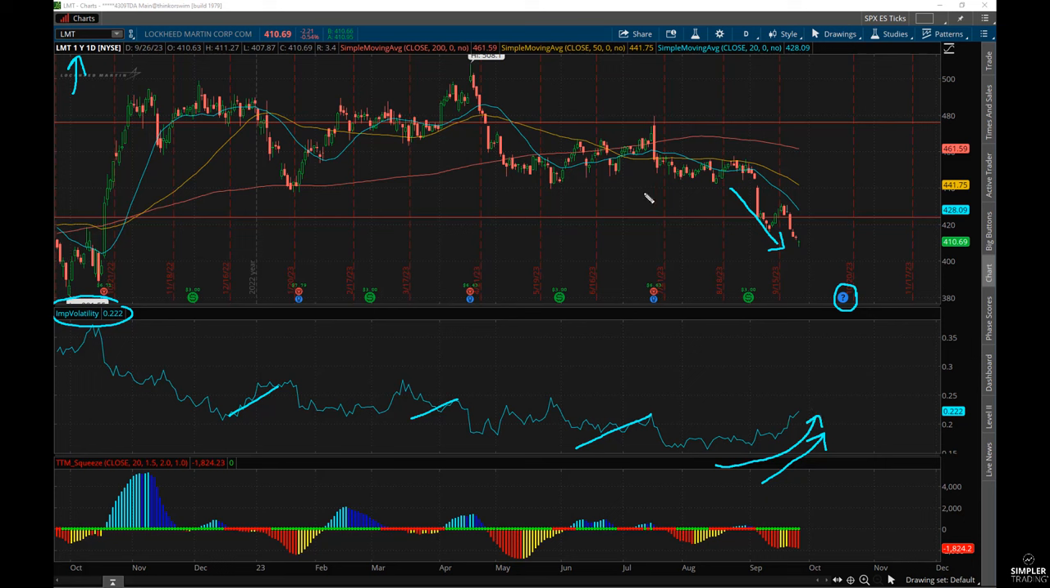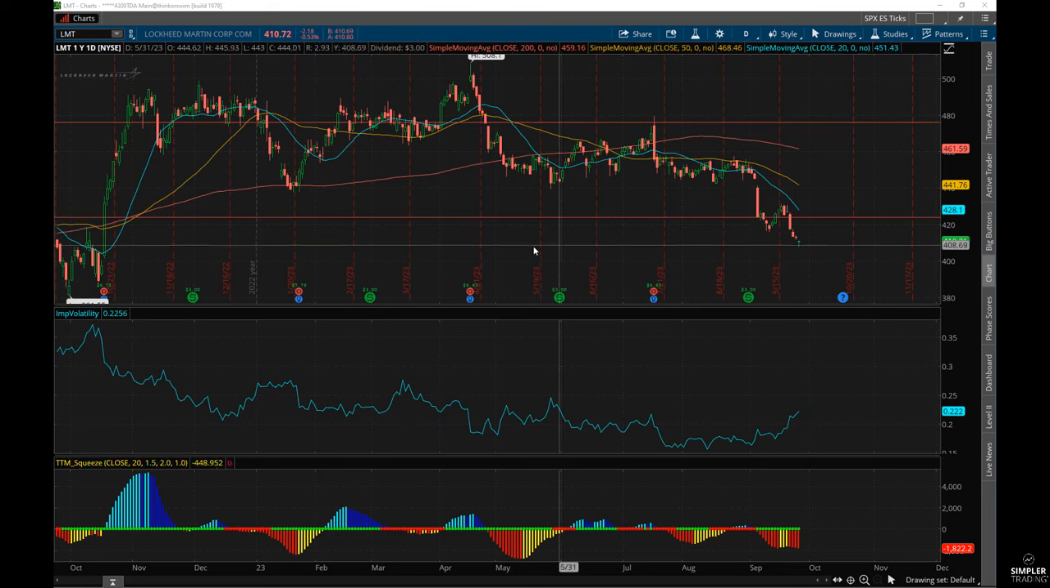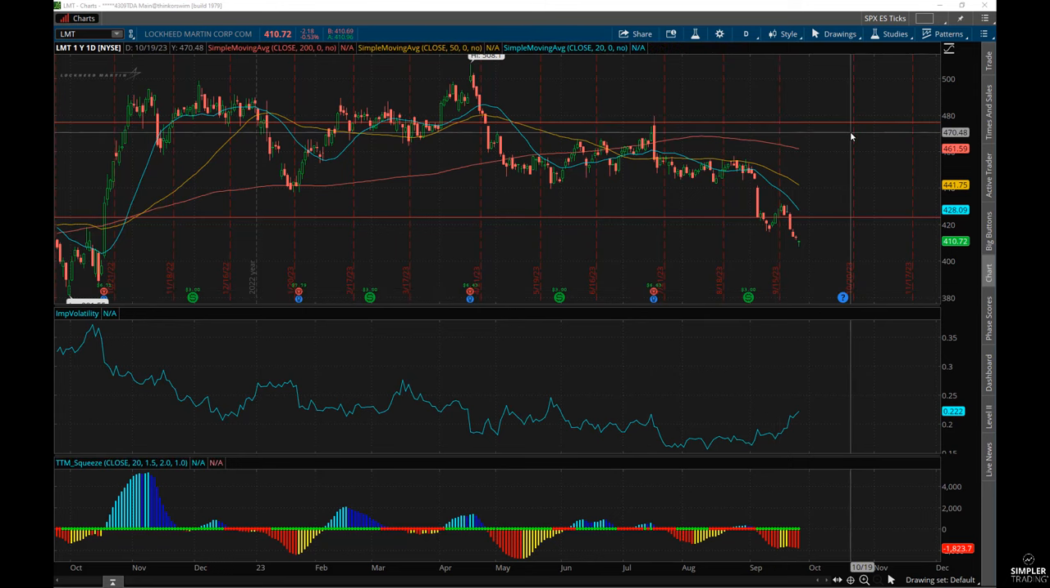So you've got a lot of information here on this chart. Here's a dividend. Here's the last earnings, or three earnings ago. Dividend, earnings, dividend, earnings, dividend. So again, lots of information here on a very, very simple, clean chart.